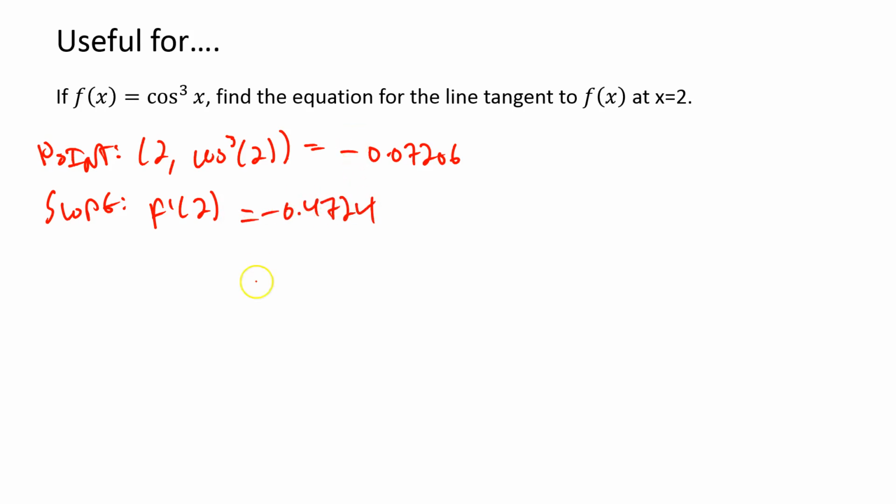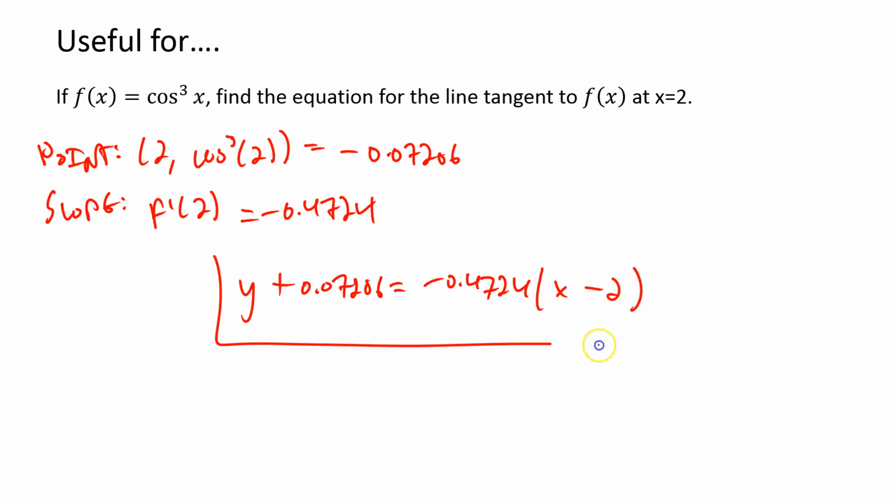So now I just put pieces in place. So we have y plus 0.07206 equal to negative 0.4724 times x minus 2. Oh, not x, 2. There we go. And that's how we find our derivative at a point using our calculator. Not too bad at all.